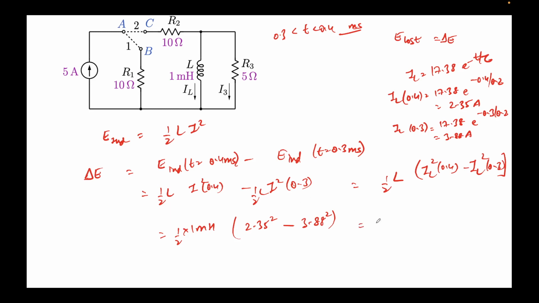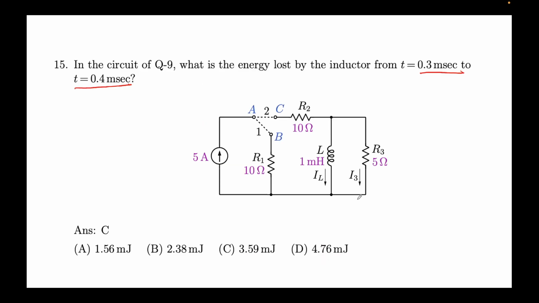So this expression is coming out to be 0.5 milli times minus 9.53. Why minus? Because the energy is being lost, so that is denoted by this negative sign. Note, I have done energy at 0.4 minus energy at 0.3. Negative denotes energy is being lost, right? So if I multiply it by 0.5, this is coming out to be minus 4.77, sorry, millijoules. So minus 4.77 millijoules.